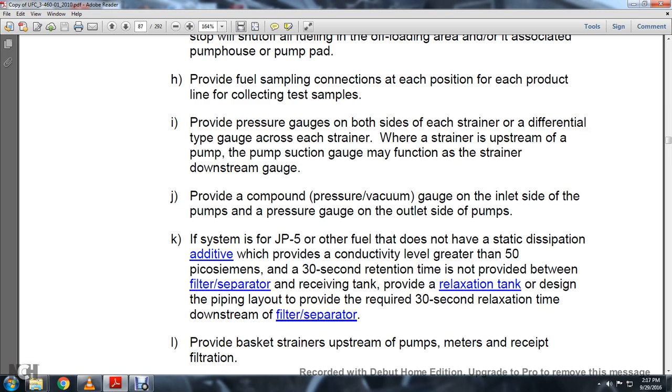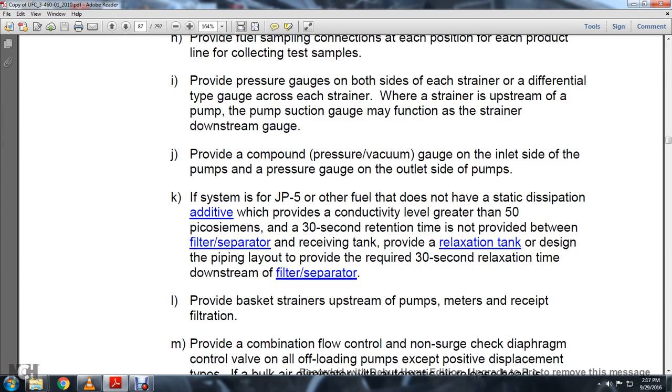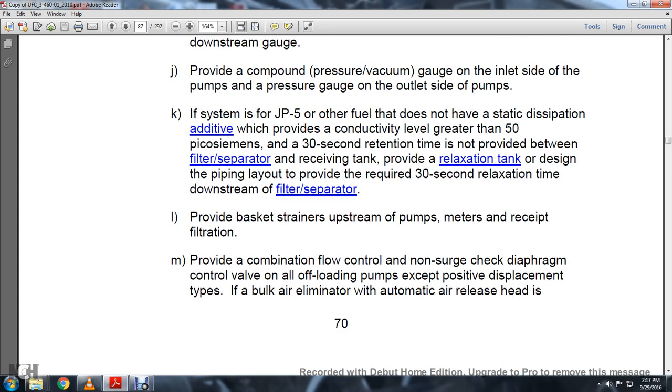For systems for JP5 and other fuels that do not have a static dissipation additive, if the product conductivity level is greater than 50 picosiemens and a 30-second retention time is not provided between the filter separator and the receiving tank, provide a relaxation tank. Provide a relaxation tank designed for the piping layout to provide a required 30-second relaxation time downstream of the filter separator.